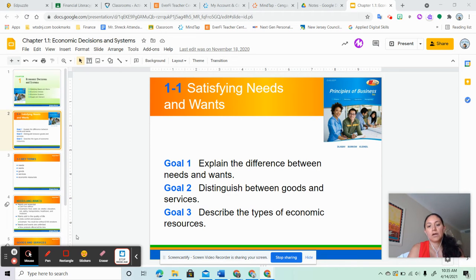So, in this chapter, we're going to talk about the difference between needs and wants, and also between goods and services. Describing types of economic resources will be tomorrow.